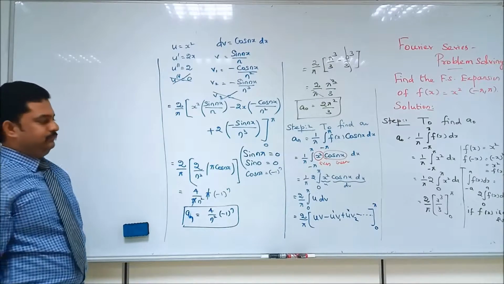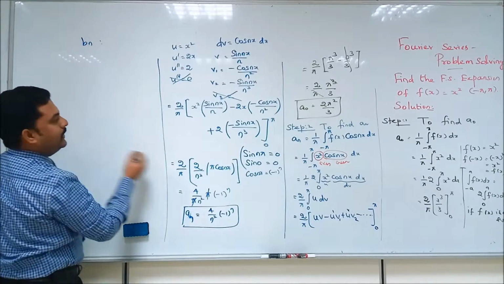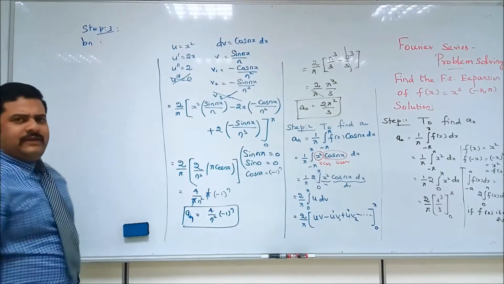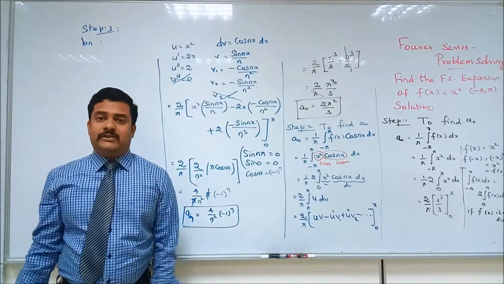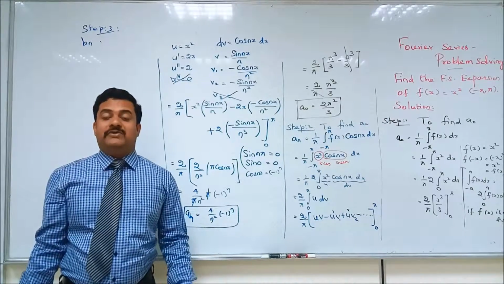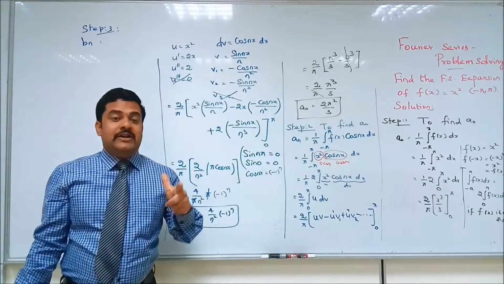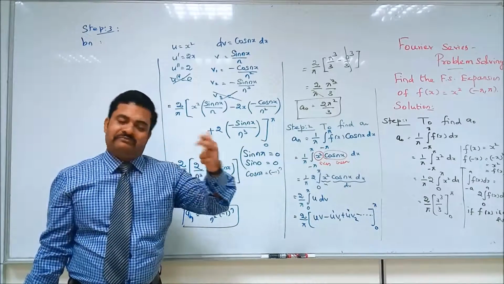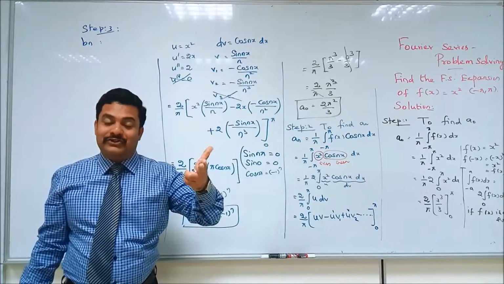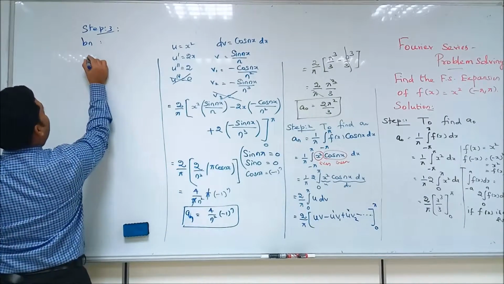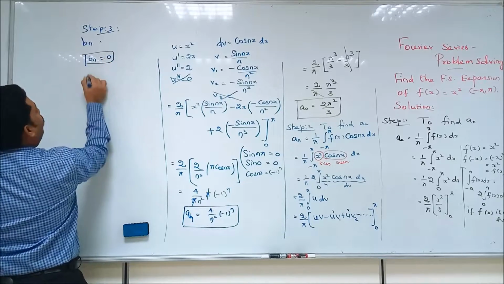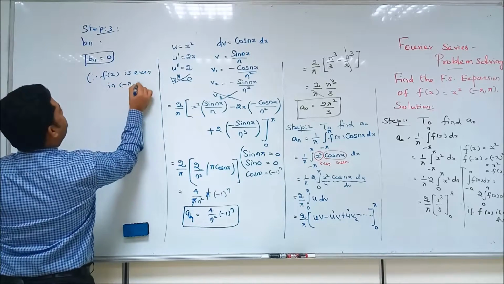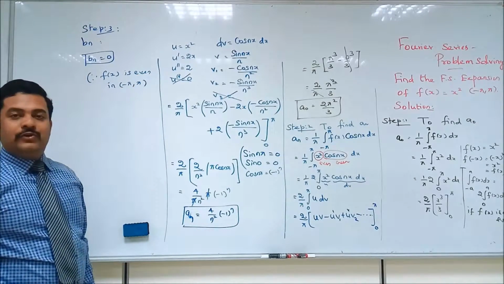Now we have to find bn. The bn, this is step 3. Okay, bn. See, for bn I am not going to write any rule or anything else, because already in our rules and properties we have discussed it. For an even function in the interval minus pi to pi, the value of bn is, really, you have studied, right? 0. So the value of bn is 0. Why? Since f of x is even in minus pi to pi. So the value of bn is 0.